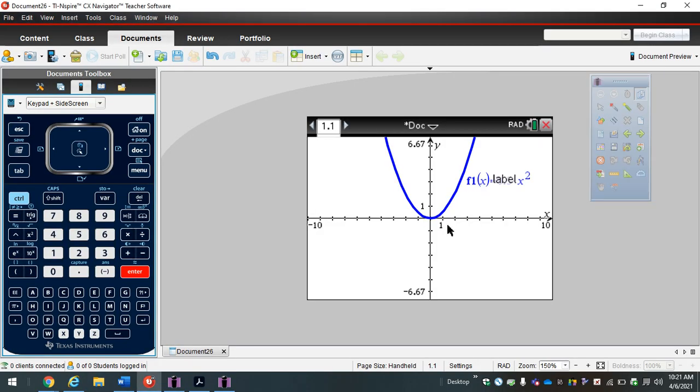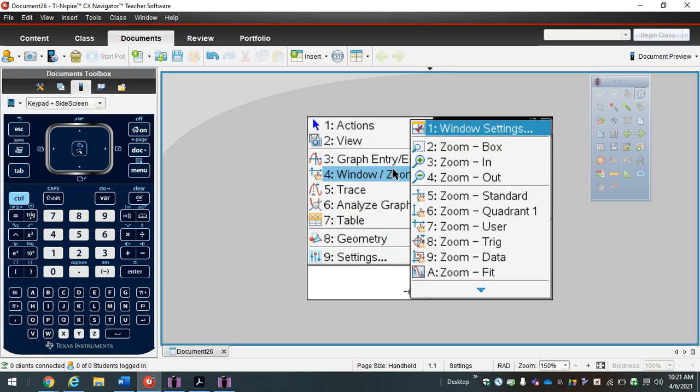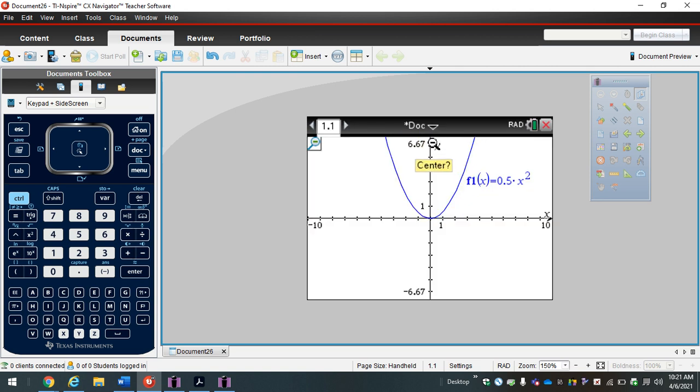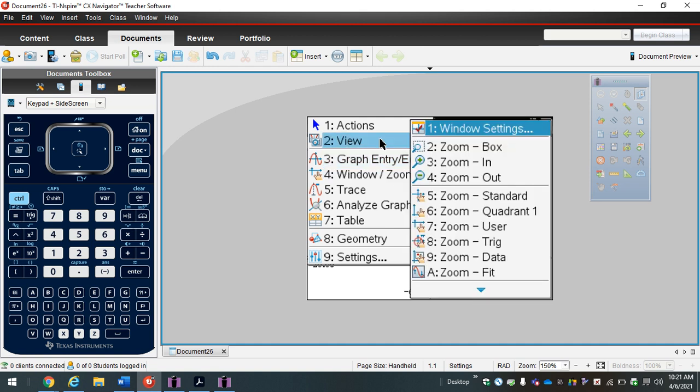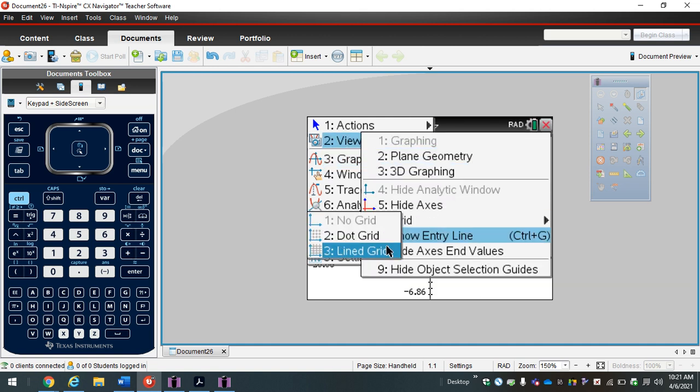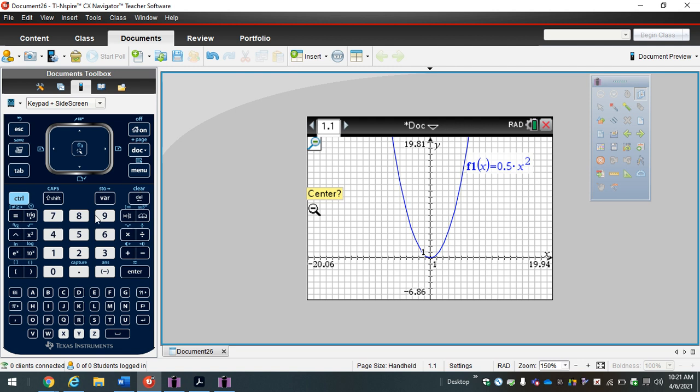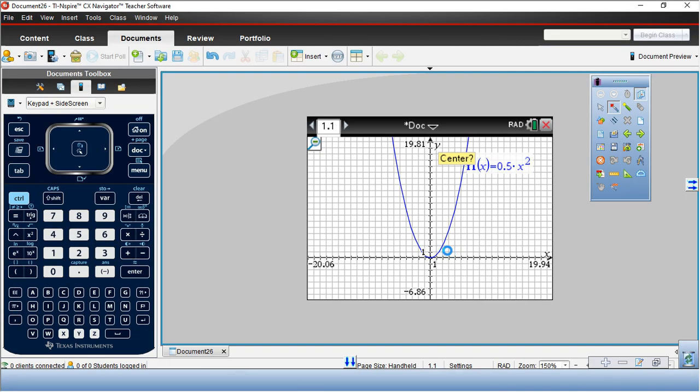Let me see, what could I do? I'll go to menu, and I'm going to zoom out right here. And I'll go a little bit closer. Not zoom, but I'll go to view, and turn on the grid lines. So when we're at 9, good thing. When y is 9, 1, 2, 3, 4, 5, 6, 7, 8, 9, 10, 11, 12, 13, 14, 15, 16, 17, 18, 19 points. Okay, that's when y is 9.